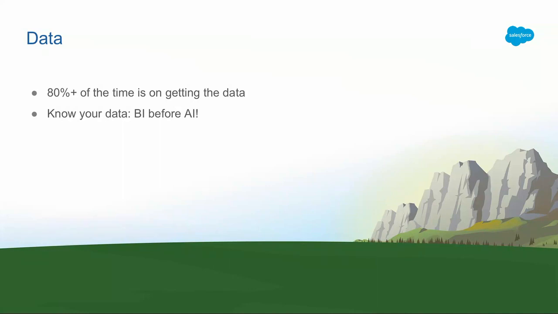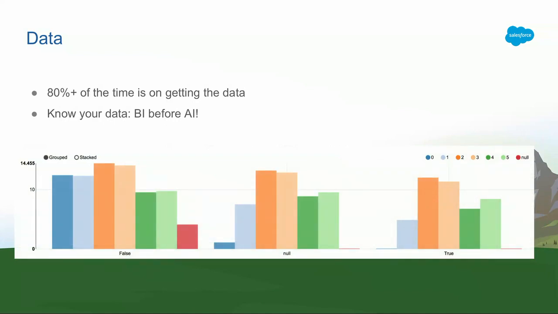And then another thing that is key is you need to actually know your data. It seems simple, but a lot of companies don't really know their data in the details required to do machine learning, which means you actually need to do BI before AI, right?